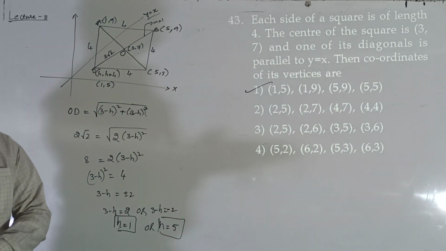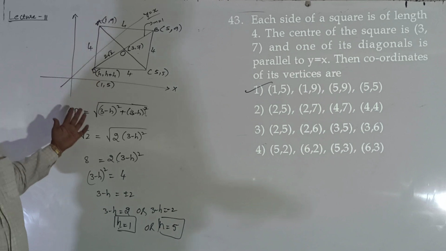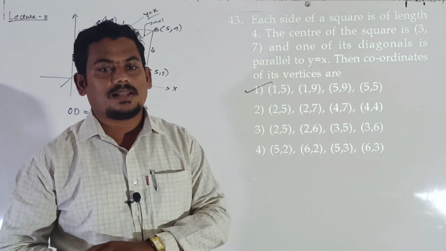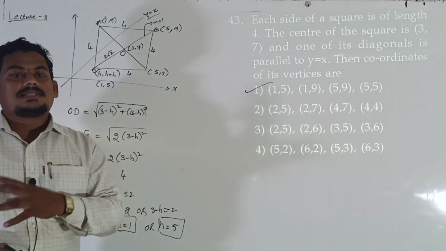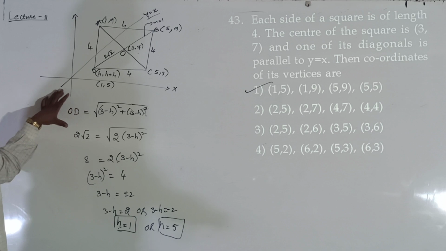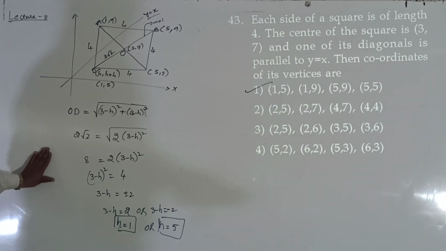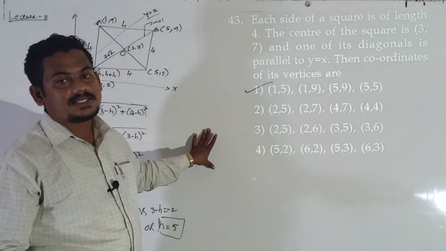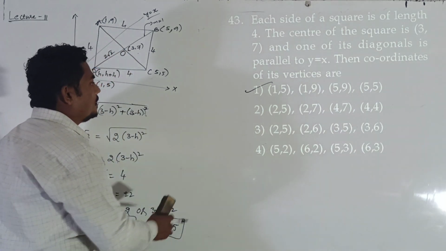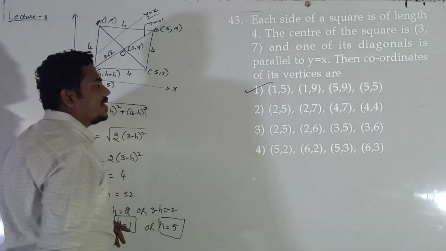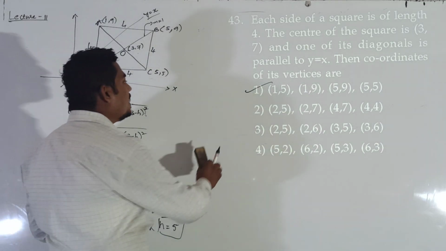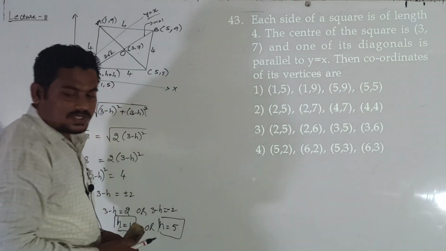Somewhat difficult concept, right? And remember this point: not all level 2 problems are of SEAT level. Some models are of mains level, right? Some problems are somewhat difficult, right? Some models in level 2 are of mains level, okay? Clearly the vertices are 1 5, 1 9, 5 9 and 5 5, right? Next question.